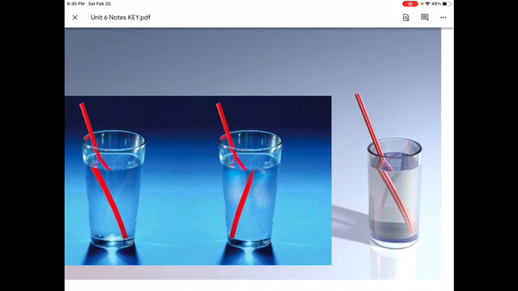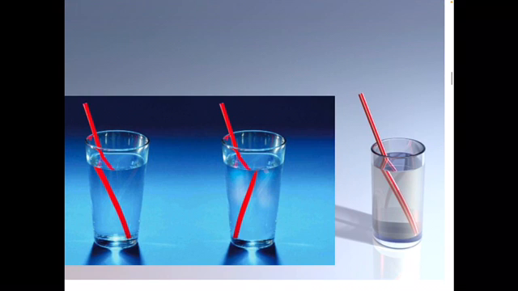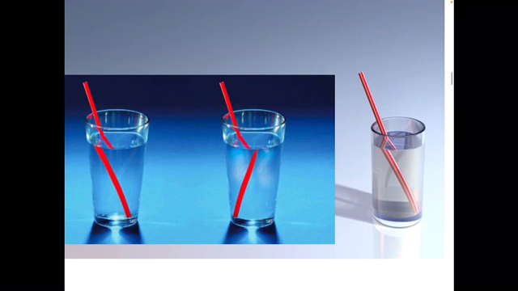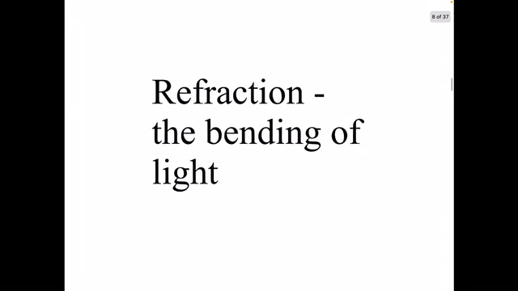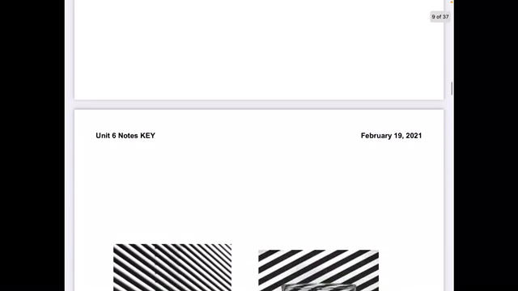Okay, so I'm going to show you a few examples. One of the simplest and most common examples is when we have a straw in a glass of water and the straw appears to be cut or appears to not be one straight straw. That's due to refraction, the bending of light.